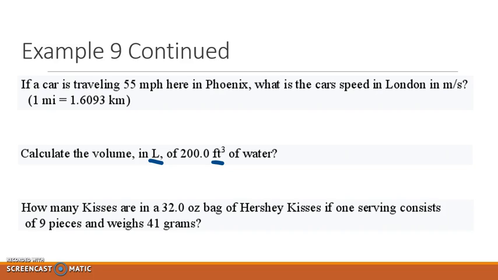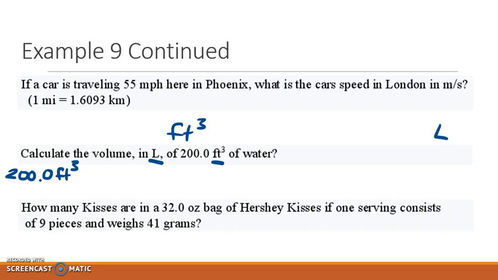But just like all problems, let's go ahead and write out what we're starting out with. So we start out with the 200.0 feet cubed. Now, up here, let's go ahead and write out our roadmap. So we're starting in feet cubed, and we need to somehow get to liters. So the first thing I notice, as I mentioned, is we're in feet, which is an imperial unit, and we need to get to liters, which is a metric unit.